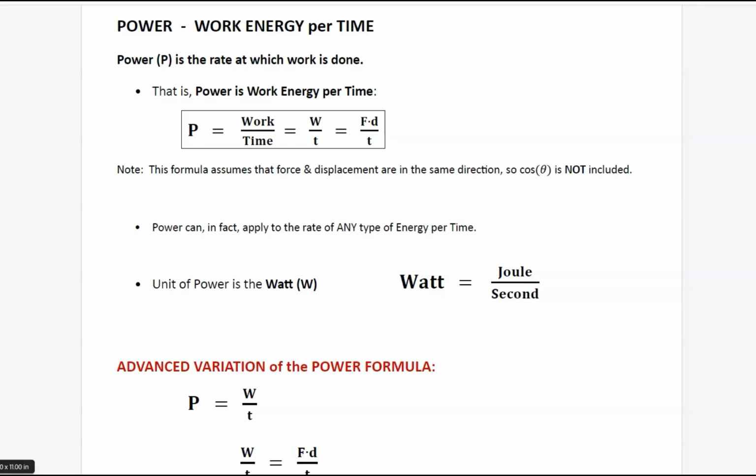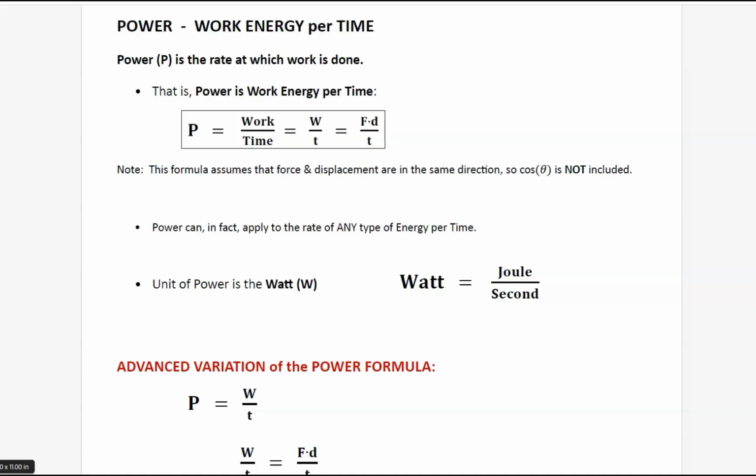Power is how much work energy is transferred per time, or you can think of it as the amount of energy per time that is necessary to do a particular job. So power is work energy per time. We just divide the work by time. It's as simple as that. You would calculate the work by multiplying force times distance or displacement, and then divide it by time to get the power. This assumes that the force is in the same direction as the movement, so we're not going to use cosine theta in here. That's for a more advanced course.